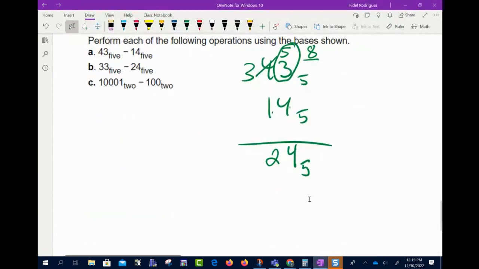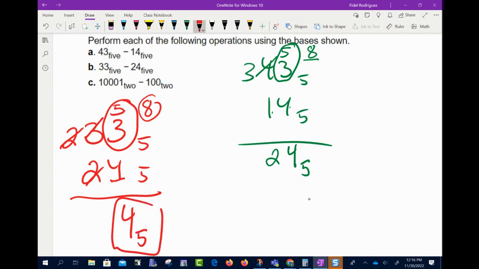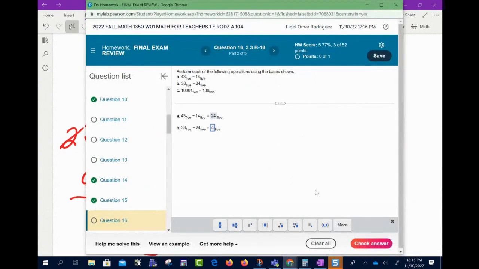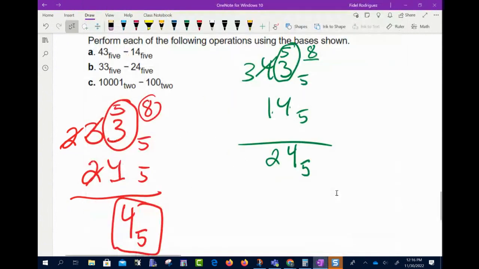So part B says 33 base 5 minus 24 base 5. Okay, so I'm going to do this the same way. 33 base 5 minus 24 base 5. Okay, I'm going to borrow 1 from that 3. That becomes a 2. Really borrowing, y'all, is a 5. So remember, 5 and 3 really gives me 8. 8 minus 4 is going to give me 4. 2 minus 2 is going to go away. So my answer here would just be 4 base 5. Okay. So let's come back over here and let's put a 4. They already have the base 5 there for us. Okay, perfect. All right. And then let's do part C.